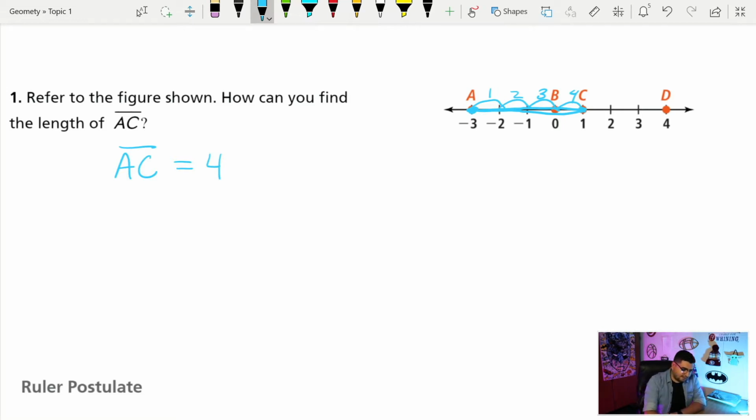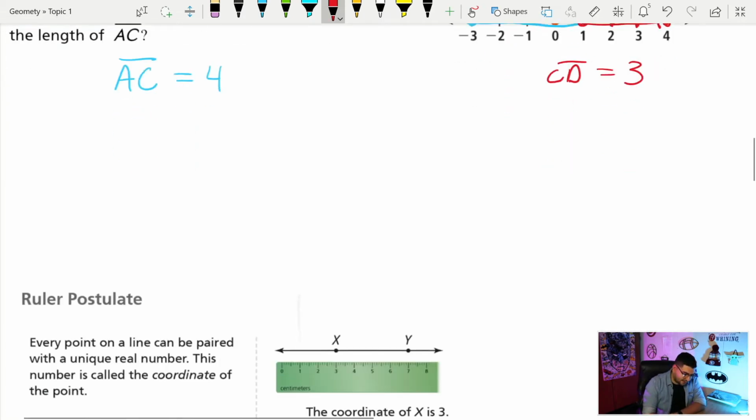Again, they could have asked me about any segment here. They could have asked me what's the length of CD, which would have been this one in red. Again, I would have just counted 1, 2, 3. So segment CD would have equaled 3. That's just the easiest way to answer that one.